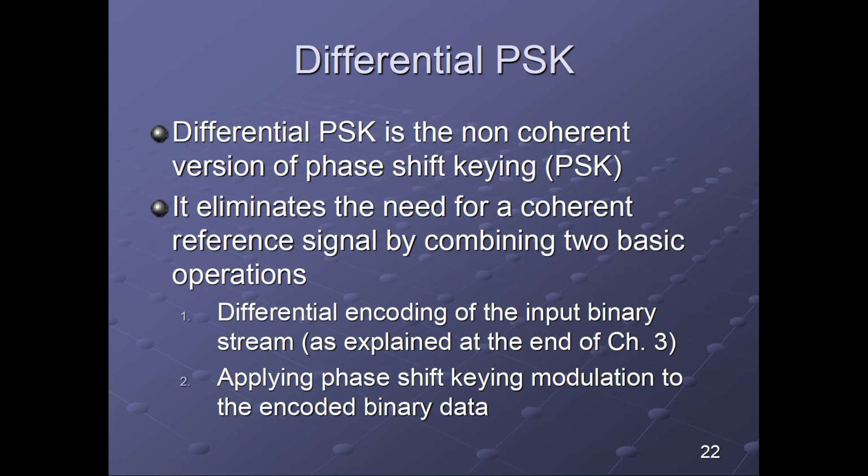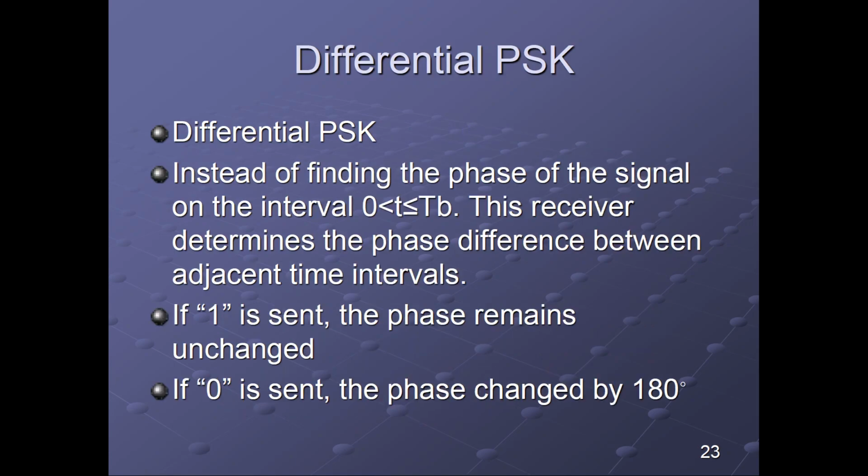So differential phase shift keying is the non-coherent version of phase shift keying. Phase shift keying is the coherent one, differential is non-coherent. It eliminates the need for a coherent reference signal. You don't need a reference phase or anything. To do that, you do two things. First, you encode your input binary stream differentially. And then you apply phase shift keying modulation to the encoded binary data. You map the bits to different symbols.